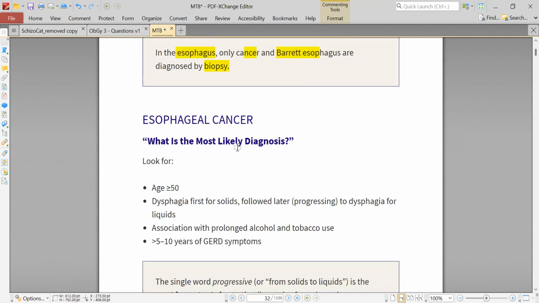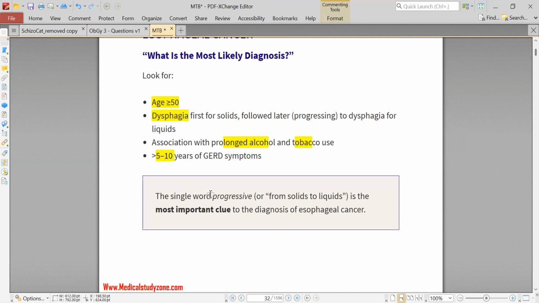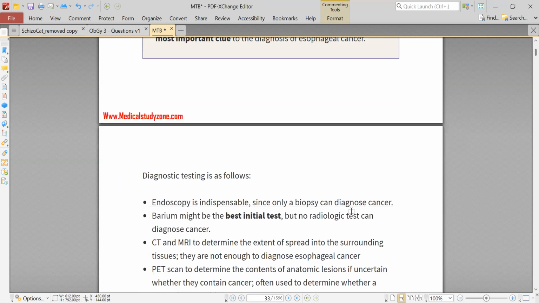Okay, esophageal cancer. What is the most likely diagnosis? Esophageal cancer, like any cancer, is seen in old age, so the age will be more than 50. Dysphagia is there. The rule for cancer is dysphagia first to solids, then to liquids. It progresses slowly because the tumor increases in size slowly. It is associated with prolonged alcohol use, a smoking history, and more than 5 to 10 years of GERD. The single word progressive is very important for esophageal cancer.